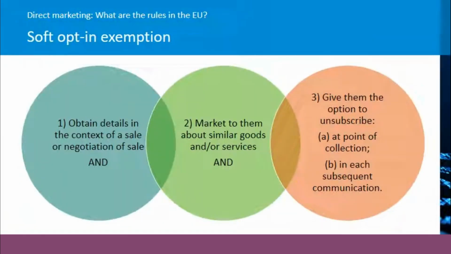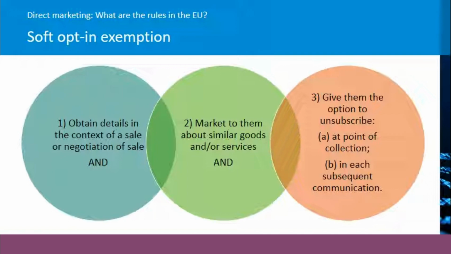I mentioned the soft opt-in exemption on the previous slide. If this exemption applies, you don't have to obtain an individual's prior consent before sending them electronic marketing. As a reminder, electronic marketing includes marketing sent via email, text, and video or picture messages. The soft opt-in exemption will apply where you have satisfied all of the conditions set out on this slide. First, you must have obtained that recipient's contact details in the course of the sale or negotiations for the sale of a product or service to that recipient. For example, if you collected an individual's name and email address when they made a purchase with you.